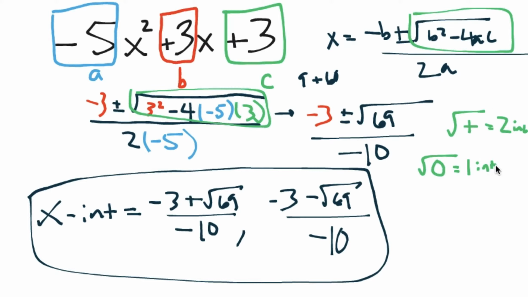The max or min will be along the x-axis, so the y value will be 0 at that point. There's only 1 x-intercept. And if it is a negative number, that means there's no solutions, which means there will be 0 intercepts. And we're going to go over an example for each of those.